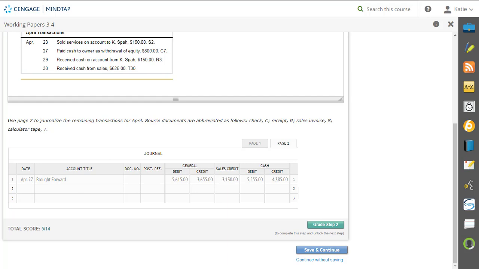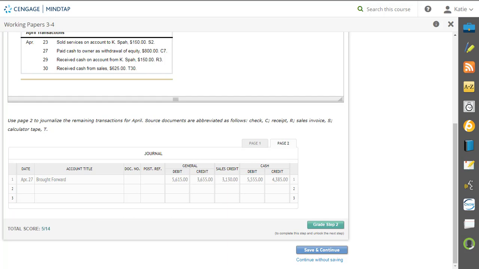Lillian, what 2 accounts would I be affecting with receive cash on account from K Spa? Yep, that's one of them. And what's our other one? Yes. So Lillian, do we have a special column for cash? Yes. So we know it's going to go over here, so I don't have to write accounts receivable K Spa. So Lillian, are we having more cash or less cash? And the more side of cash is going to be a debit or a credit? Debit. So we know we're going to debit cash.